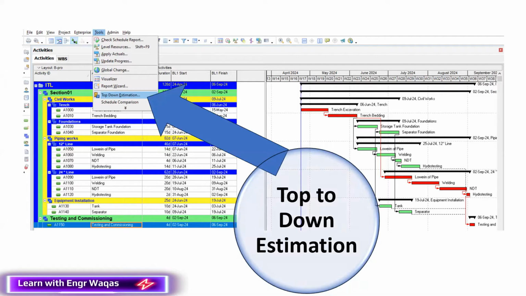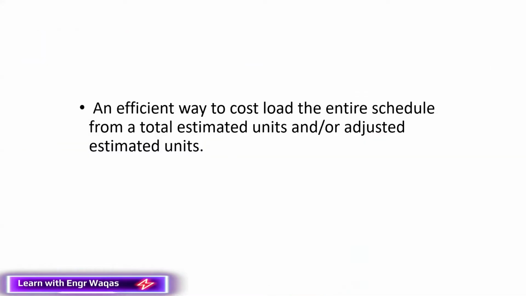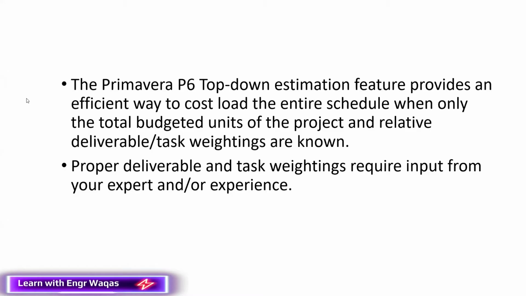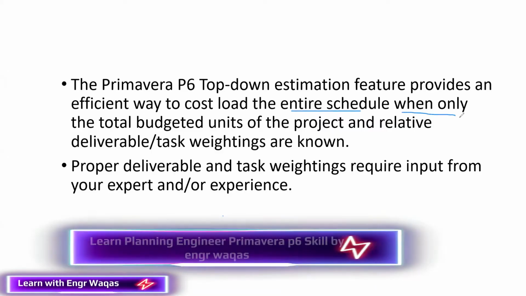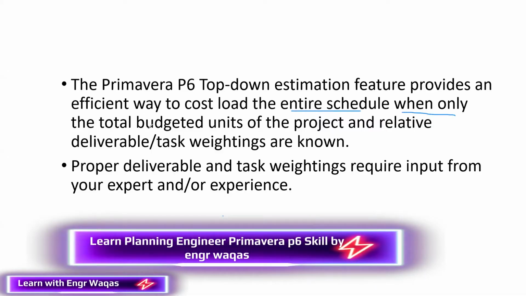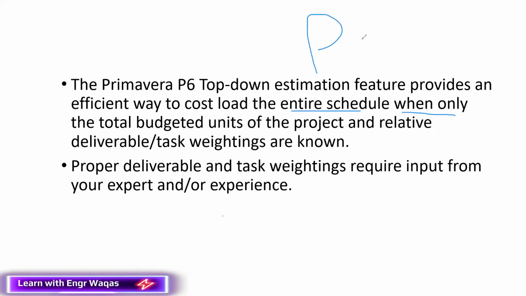But to learn this feature, we need to follow the steps one by one. This is actually an efficient way to do cost loading and resource loading for the entire project schedule. This is called top-down estimation. Before that, keep in mind that it is very effective for the entire schedule, but only on the condition that we have the total budgeted units of the project, that is, the estimated total units required.